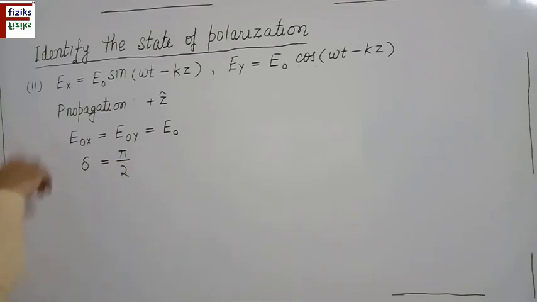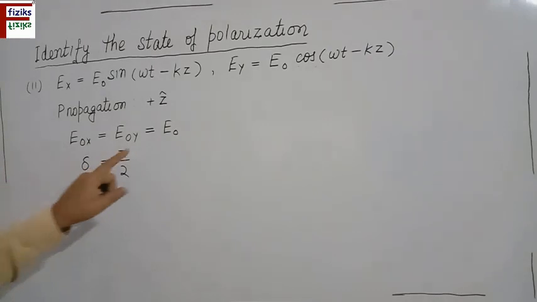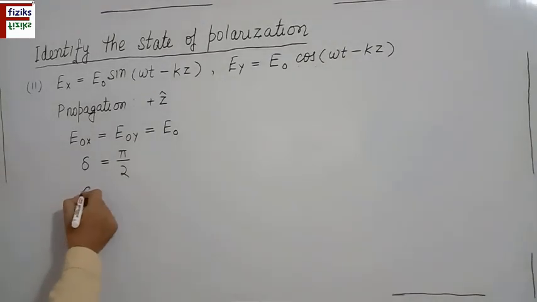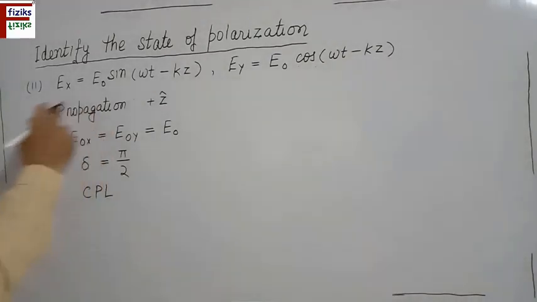Now observe all these things. The wave is propagating in the z direction, the phase difference is pi by 2, and the amplitudes of the X and Y components are equal. So automatically the given light is circularly polarized light. From here we can find out that the given light is circularly polarized light.